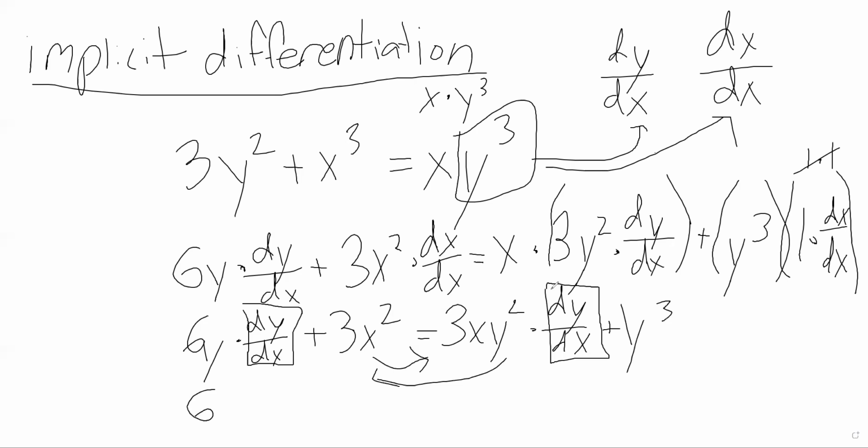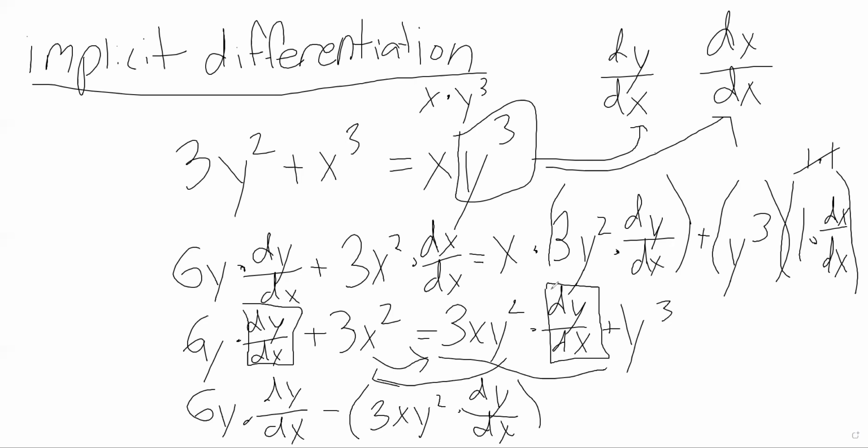So we're going to be left with 6y times dy over dx minus 3xy squared times dy over dx. Remember, this whole term is being multiplied, so just leave it as one group for now. And then equals, what is this? This is a plus sign here, so it's going to be y cubed minus 3x squared. I'm running out of space here, so I'm just going to leave this up for a second, and then I'm going to erase this. Okay, 3, 2, 1.